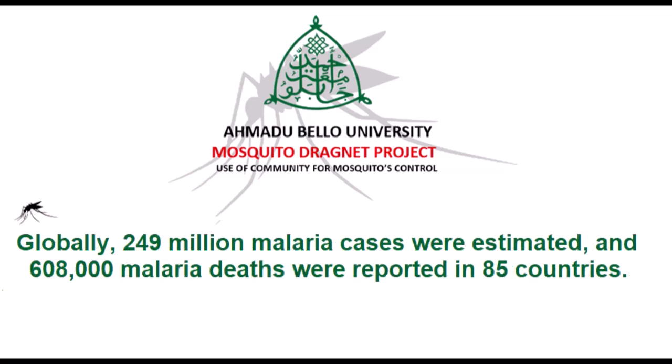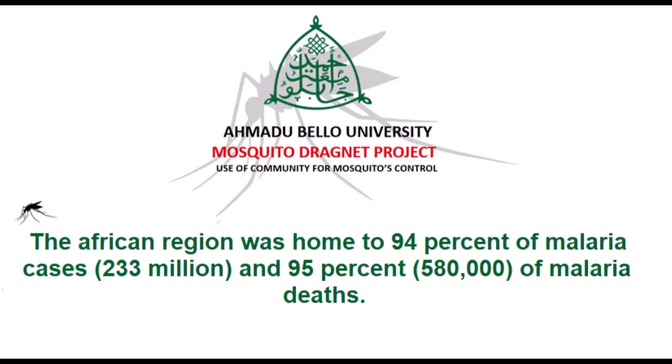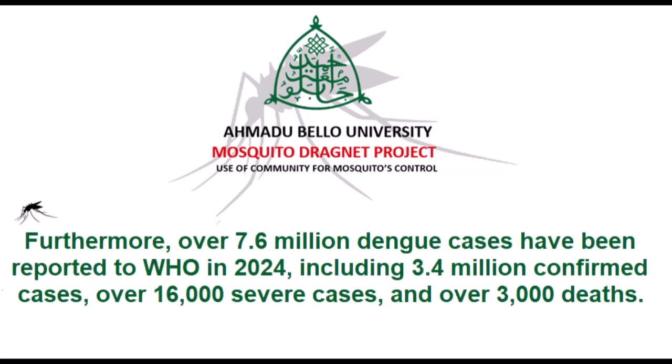Globally, 249 million malaria cases were estimated, and 608,000 malaria deaths were reported in 85 countries. The African region was home to 94% of malaria cases, that is, 233 million, and 95%, which is 580,000, of malaria deaths. Furthermore, over 7.6 million dengue cases have been reported to WHO in 2024, including 3.4 million confirmed cases, over 16,000 severe cases, and over 3,000 deaths.